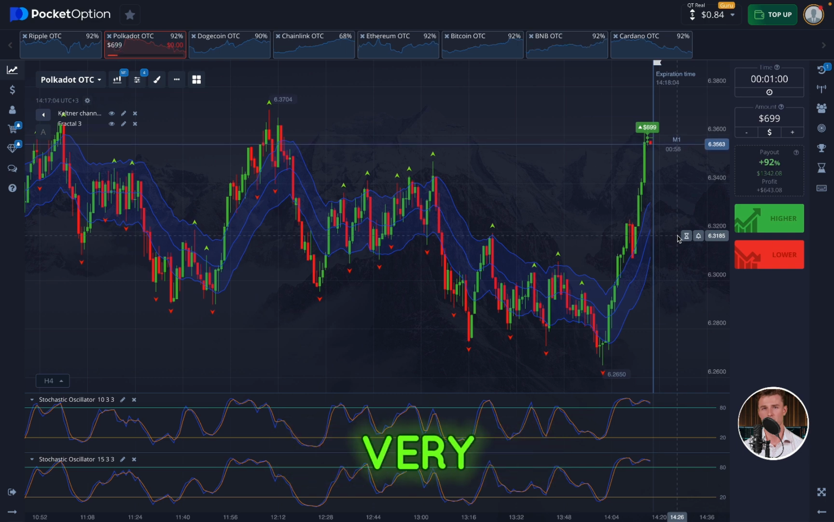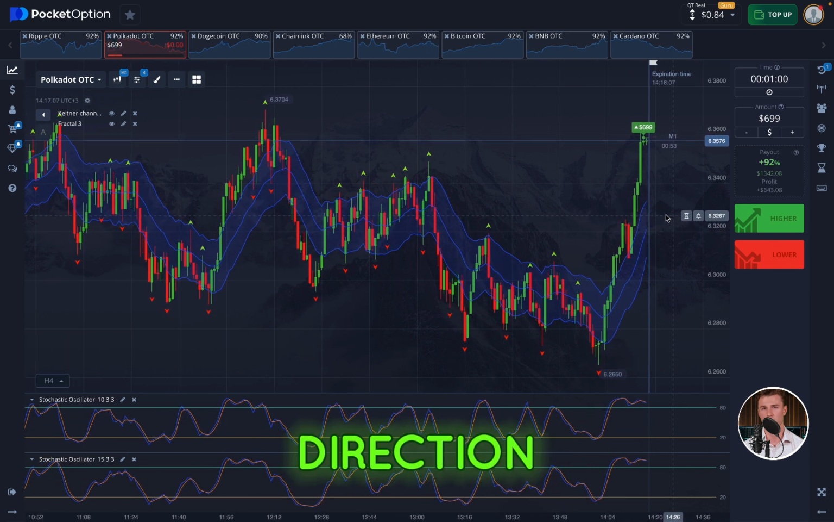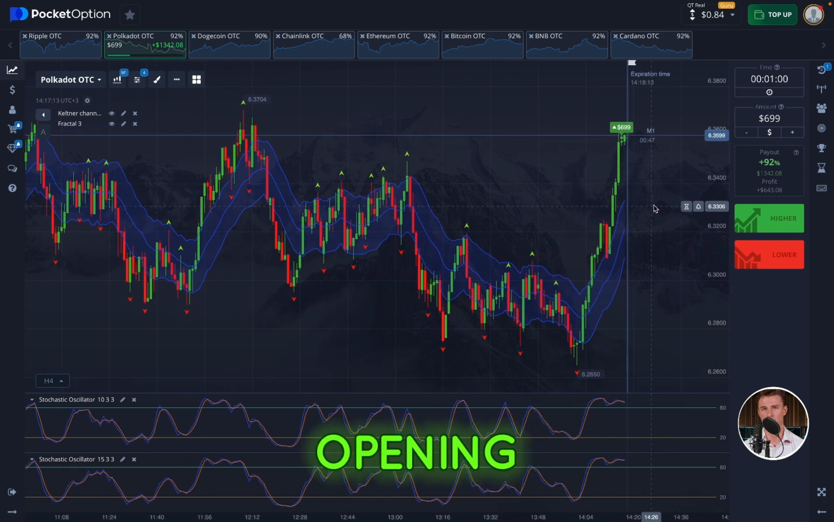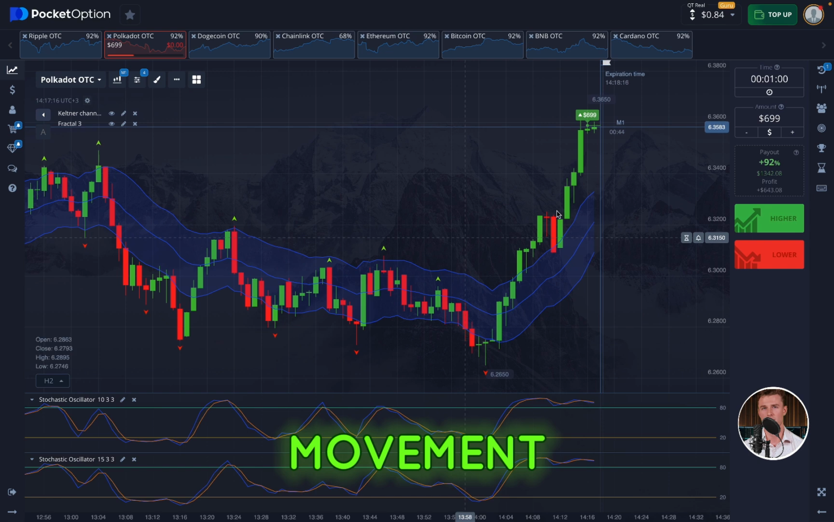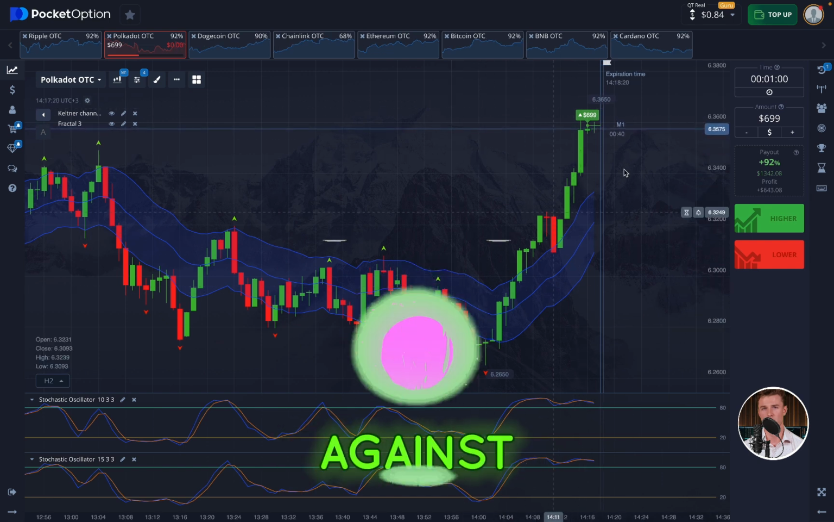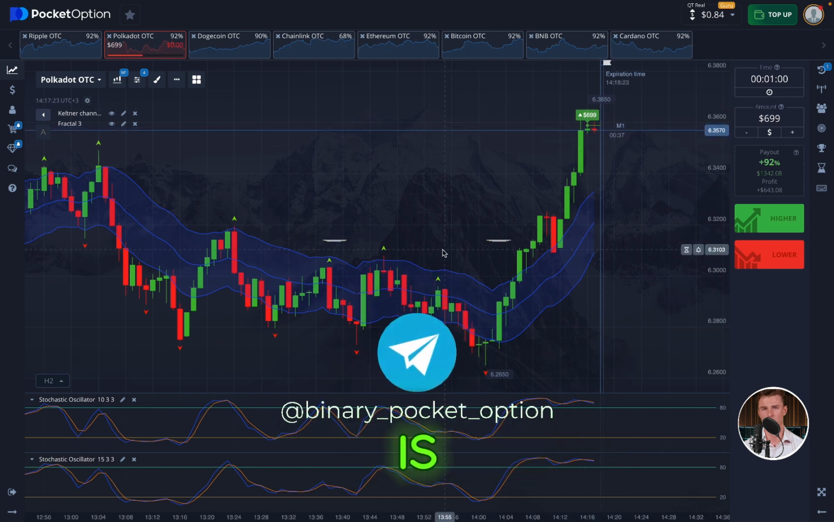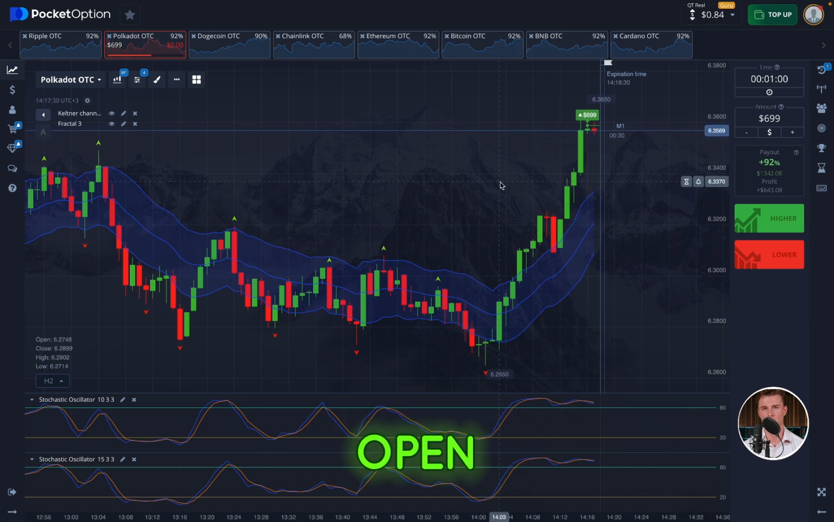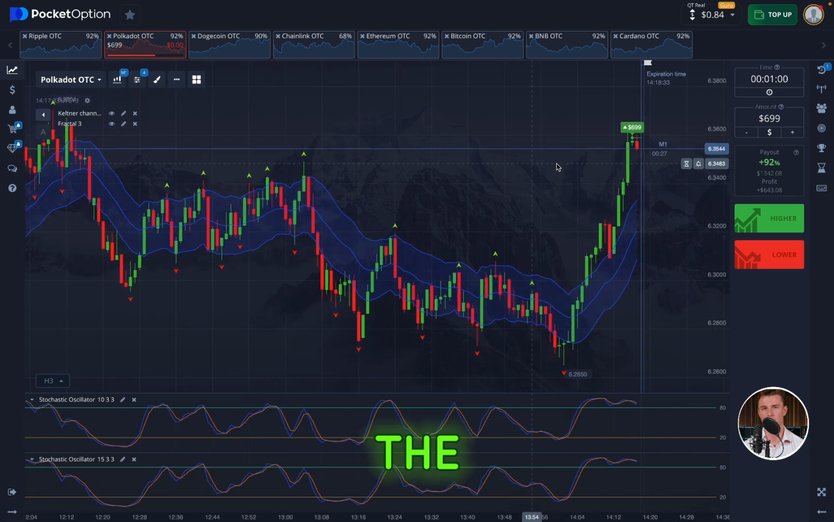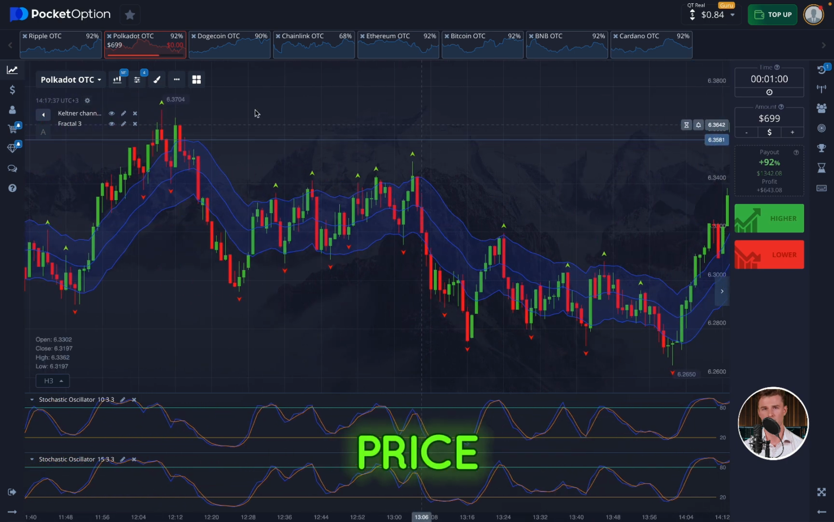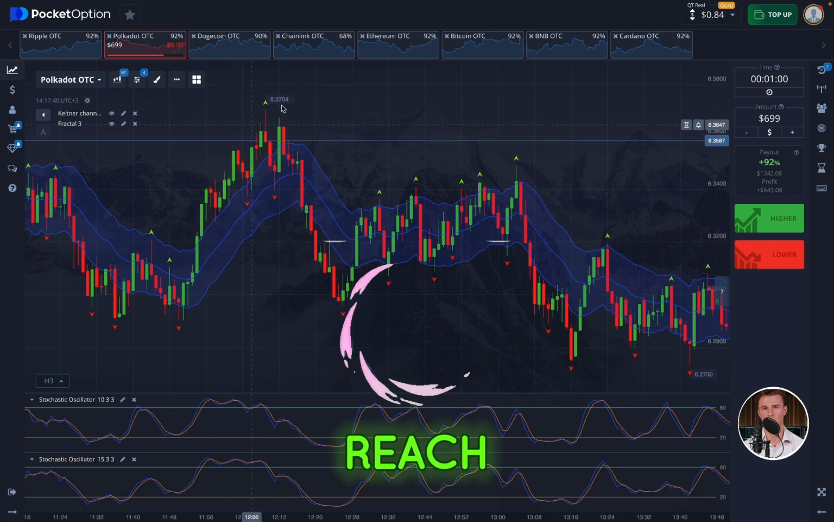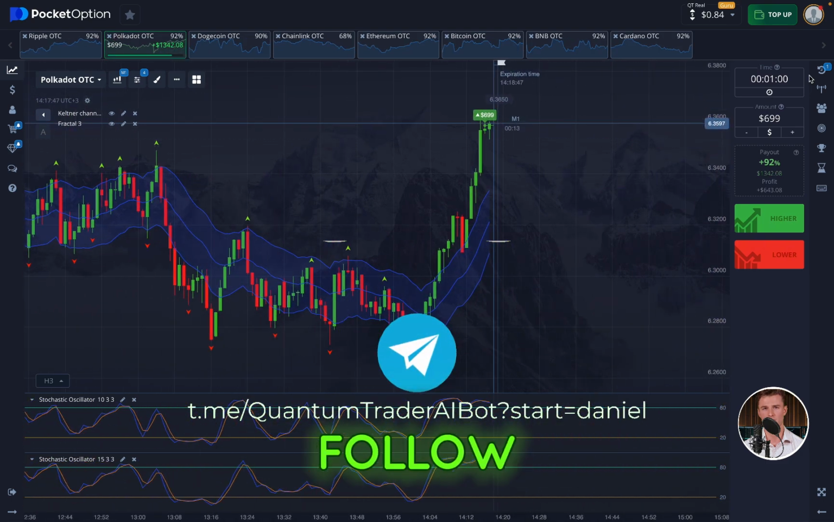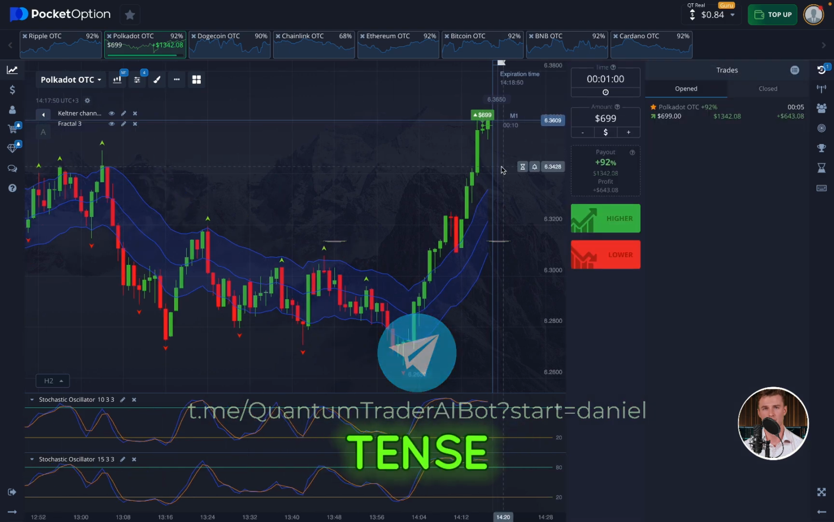Of course, it would be very dangerous to open a deal against the direction of dynamics here. Yes, a slightly different case of opening. When you see such dynamics of movement, do not try to open a deal against the direction of dynamics. It is better to open a deal to increase in this case. Always open in the direction of the momentum. I think that the price is now aiming to reach this global maximum, and only then will any corrections follow. Let's see, it's a pretty tense moment.